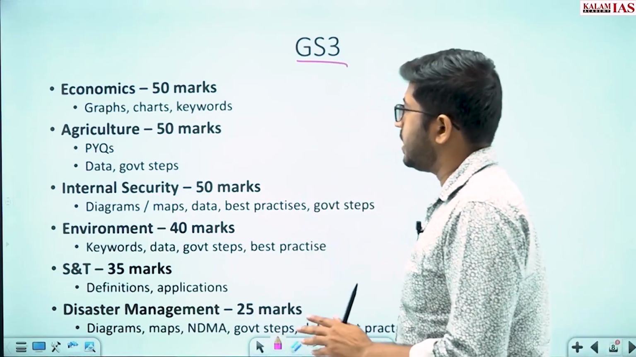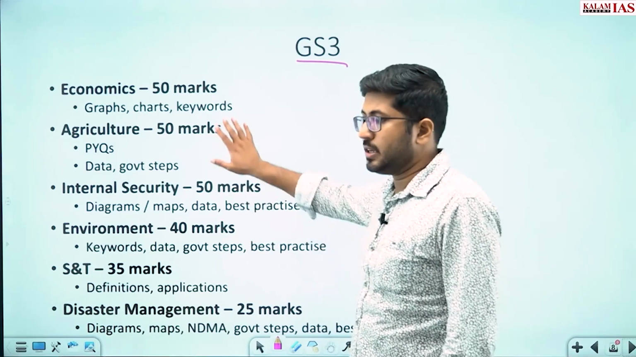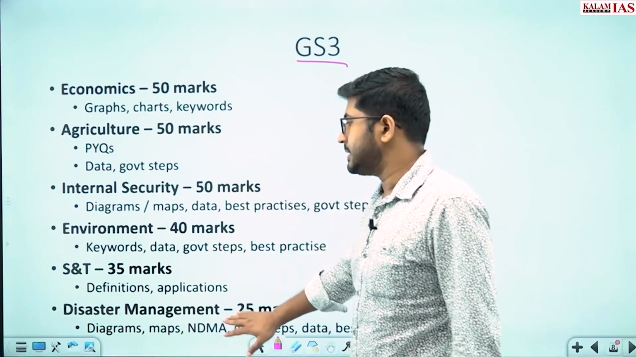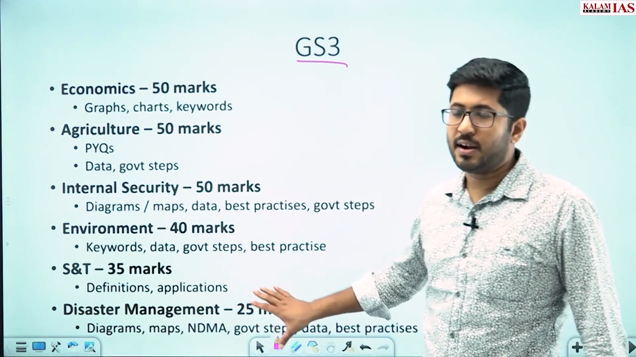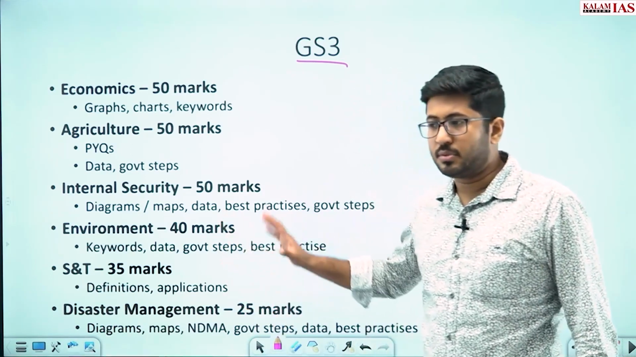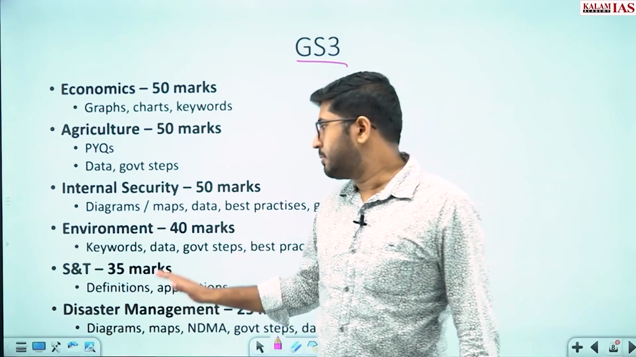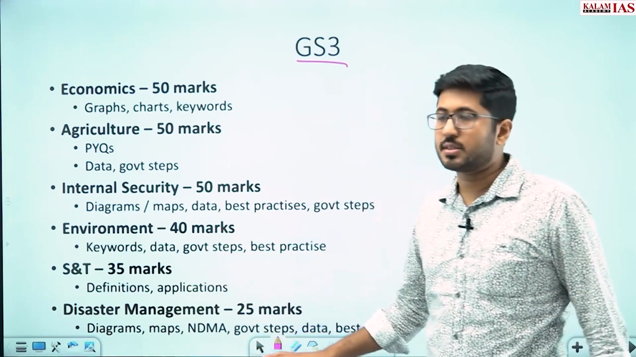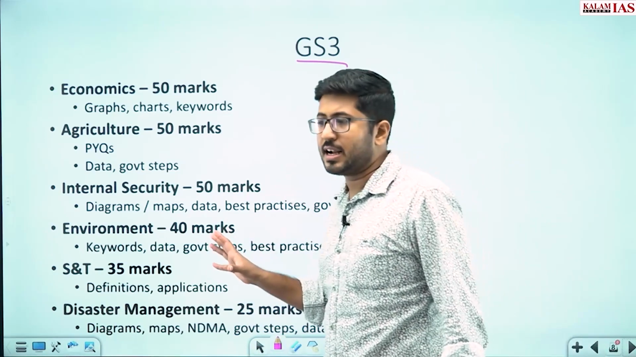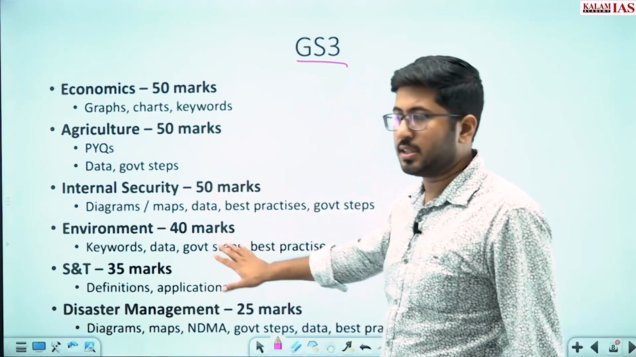Almost all of them, like economics, agri, security are 50 marks, then environment, SNT and disaster management approximately 100 marks is divided. Every year one question is here and there, but on an average it is 45 marks, 35 marks and 25 marks. Marks can vary slightly, but it's almost like this only.